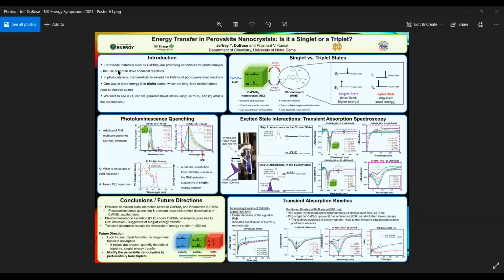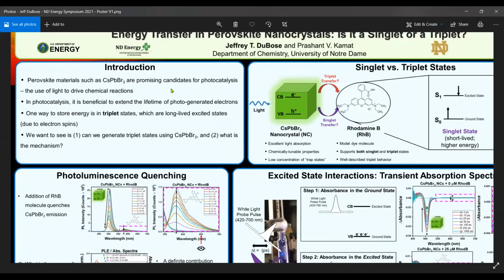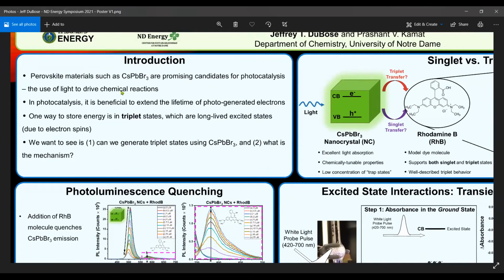I'll zoom in a little bit just to make things easier to see. These perovskite materials, like you've probably heard from the other two posters, specifically the cesium lead bromide material, are very promising candidates for photocatalysis. Photocatalysis is the use of light to drive important chemical reactions that can, for example, make sustainable solar fuels that we can burn later on. When it comes to photocatalysis, it's often beneficial to extend the lifetime of the photogenerated charges that you get from your photocatalyst of interest.